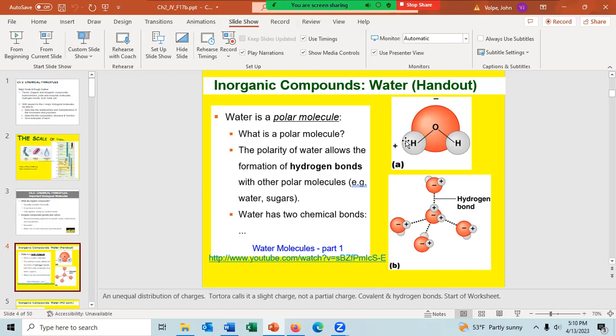And unfortunately, the author of your textbook doesn't use the term partial charge. I'm trying to remember what term he uses, but it's something nondescript. It is not a complete charge. I think he said something like maybe a slight charge. I don't remember.